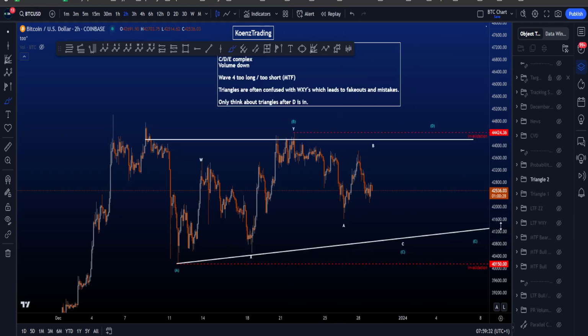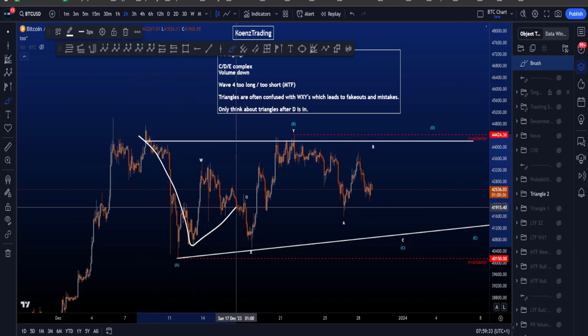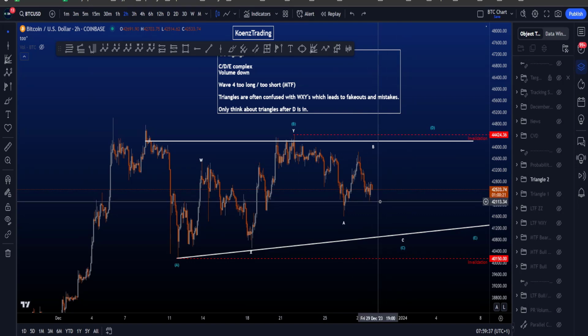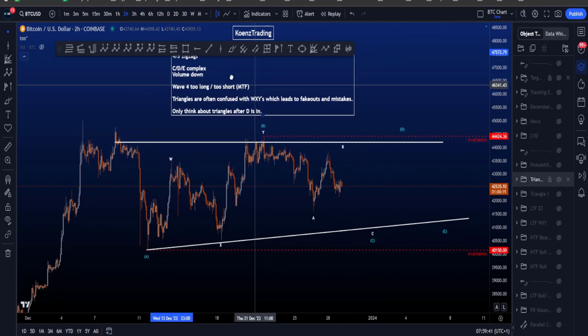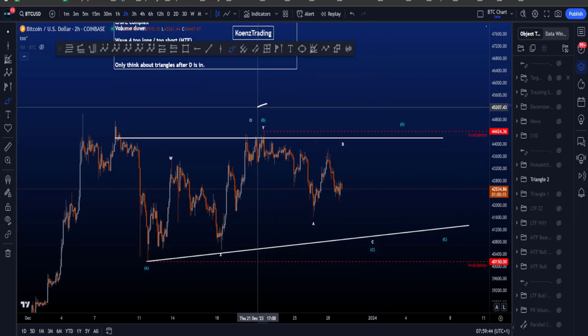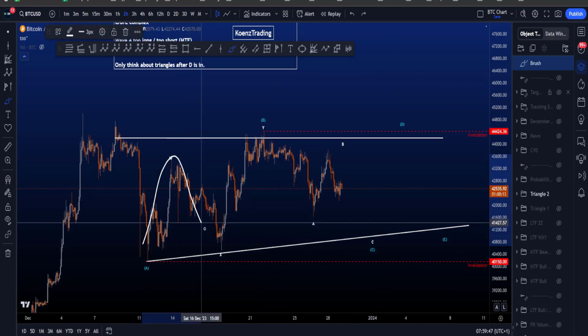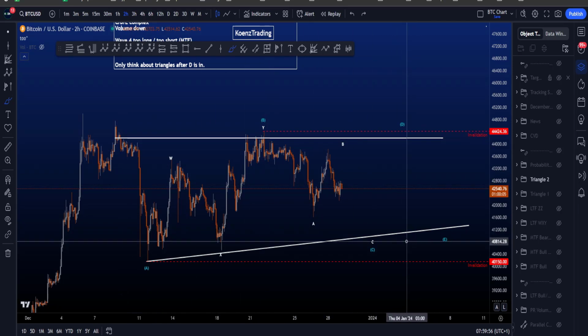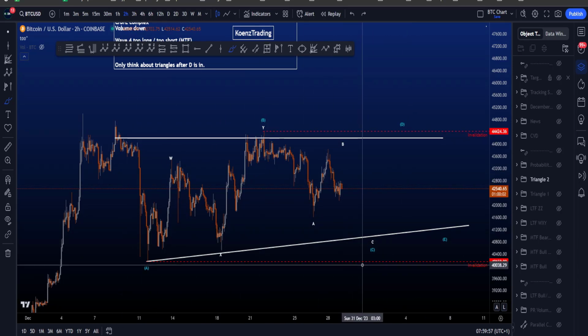In the second scenario, however, we are looking for a bigger triangle, A, B, C, D, and eventually wave E, where price is now still working on a wave C towards the downside. Same problem here though, that this wave B is then a complex structure in a WXY, which really lowers the probabilities for this scenario and increases probabilities for the WXY scenario or the zigzag scenario I've just shown.